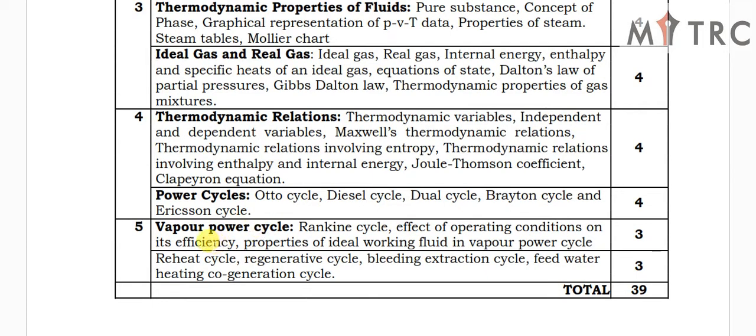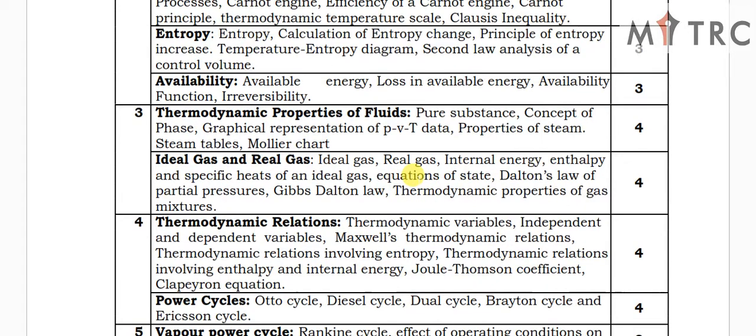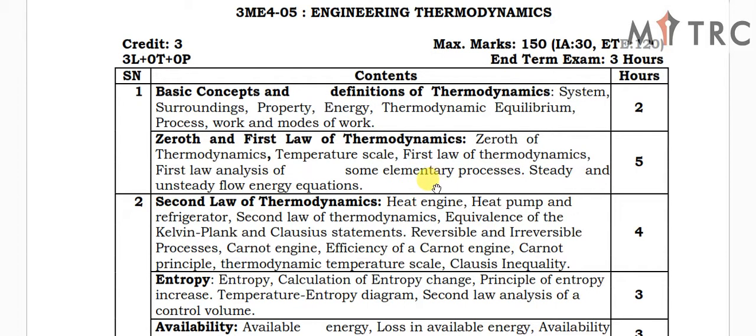The fifth unit has vapor power cycles. Most power plants work on vapor power cycles, where the working fluid used is steam, and they are based on different cycles. These are the Rankine cycle, reheat cycle, and regenerative cycles. We will study in this unit these cycles, their working processes, their efficiency, their components, and their output. So this is the basic syllabus of Engineering Thermodynamics, which you are going to study for the whole semester. As I think, it is very simple and you can achieve maximum marks in this subject in this semester.